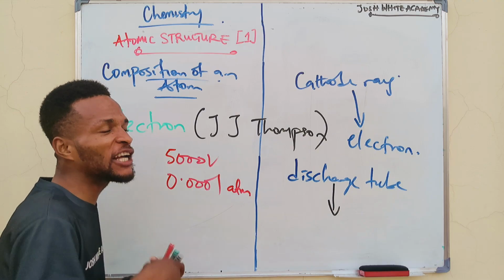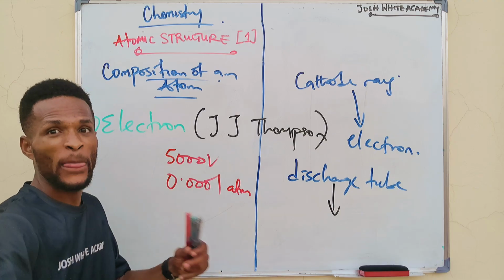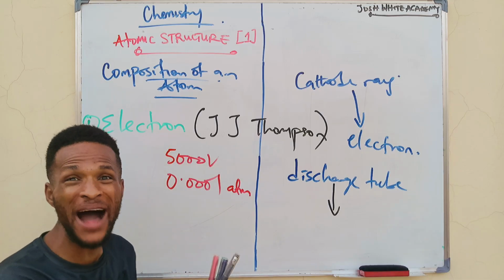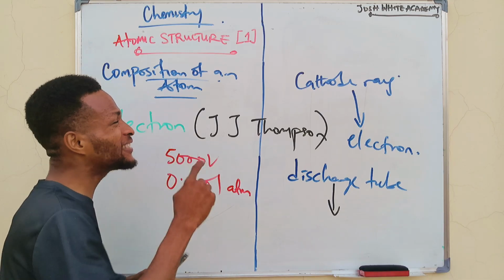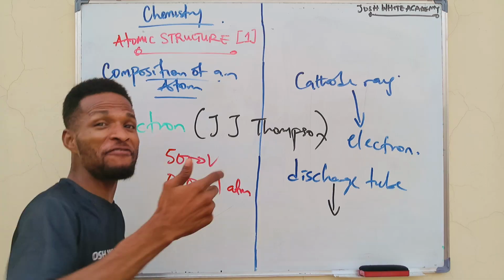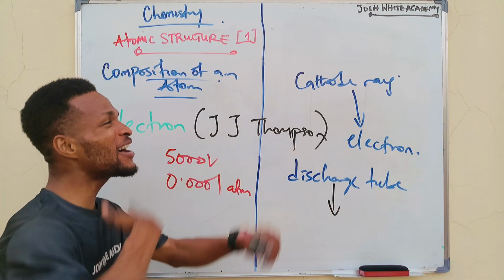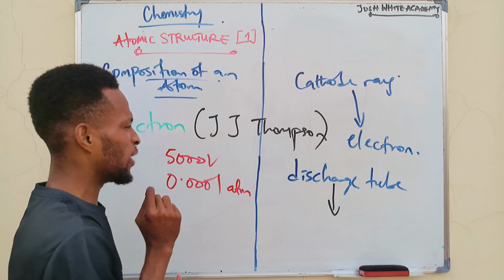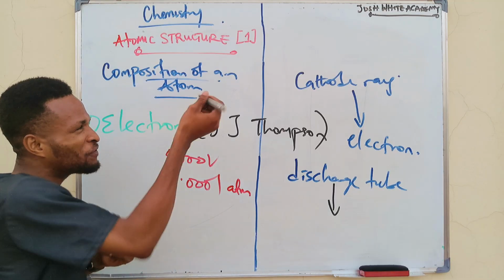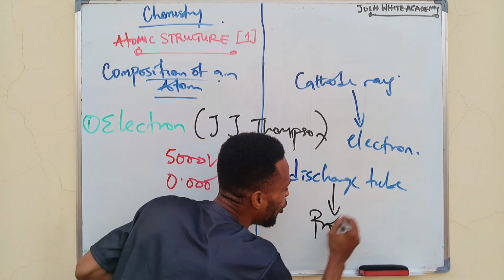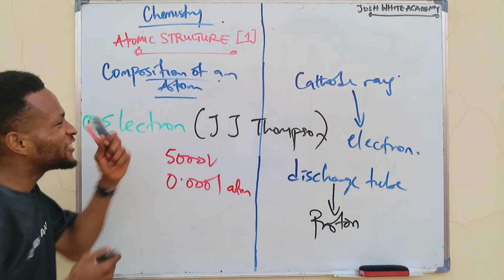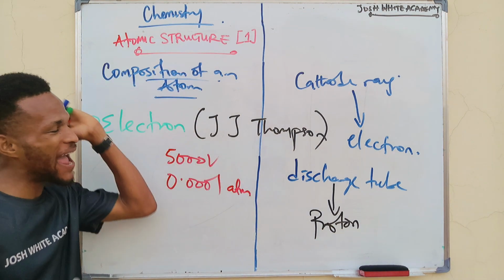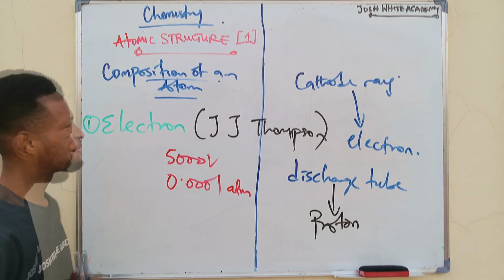That one requires more electric or magnetic field to cause it to deflect, because a proton has more mass, about 1,840 times heavier than an electron. So it requires more electric or magnetic field to cause its deflection. So he discovered it, and it was finally known as what? Proton. So J.J. Thomson discovered both the electron and the proton.